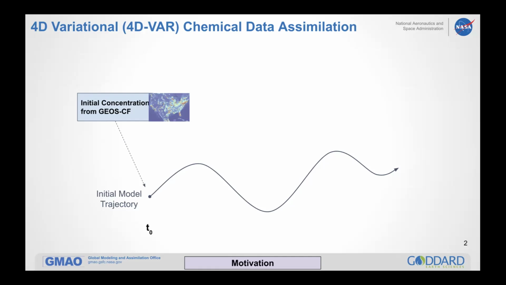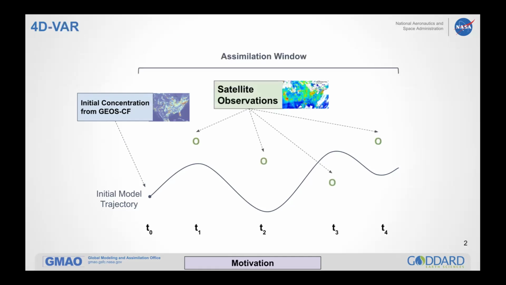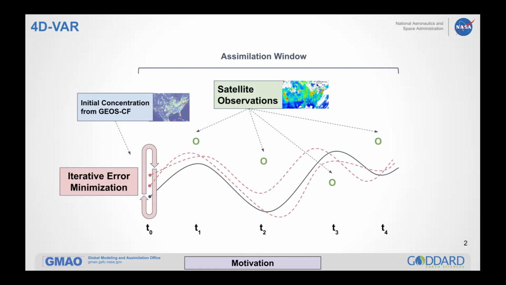So I'm going to give a brief overview of 4D-Var. Some of us, I certainly wasn't very familiar with it, so I think this might be helpful for some of you. First of all, we get an initial concentration of chemical species from the prior assimilation time step at time zero, and then we get an initial model trajectory from GEOS-CF. And then within the specified assimilation window, we'll also have some satellite observations at future times in that window. The purpose of 4D-Var is to find the optimal middle ground between what the observations tell us and what the model trajectory tells us as well.